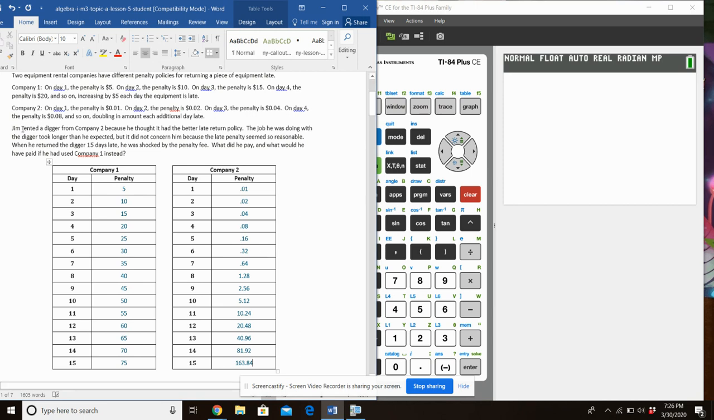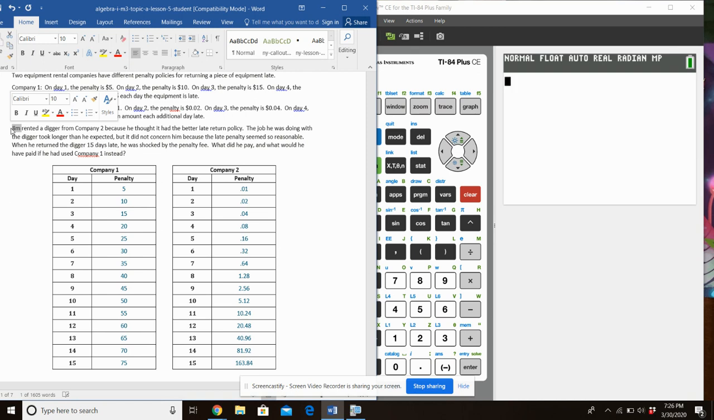So I'm looking at the question part now here at Jim Renton. So Jim rented a digger from company number 2 because he thought that it had a better late return policy. The job he was doing with the digger took longer than he expected, but it did not concern him because the late penalty seemed so reasonable. Notice with an exponential or geometric function, it starts off very slowly, almost like a flat line if you were to look at it. And then once we start getting down here, because it is doubling, those numbers are going to grow very rapidly. Notice it doesn't have anything consistent like this. Over here is plus 5.